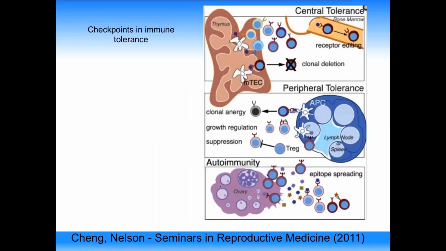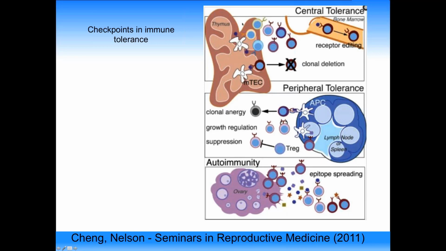Now, of course, you can't have an immune system that's going to be attacking self. That's not a good deal. So there are checkpoints in immune tolerance that are really important to understand. There is central tolerance, and there's a peripheral form of tolerance. And when these fail, the result is autoimmunity.